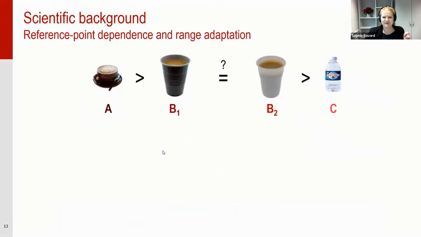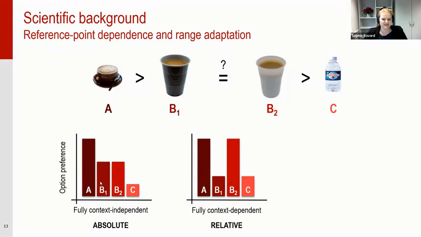Coming back to the coffee example, we are wondering how the 2 options B1 and B2 are encoded. Two extreme valuation systems would have opposite predictions. One might say instant coffee is instant coffee and the 2 options have the same value. But on the other side, this option was the least preferred option in its context, but this one was the most preferred option in its context. So one might say that we could encode values in a fully context-dependent way, with one good option and one bad option in each of the different contexts.